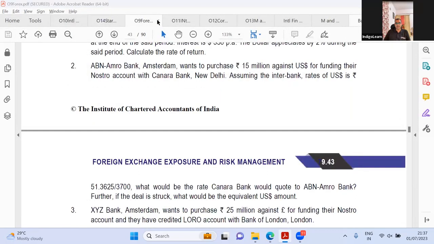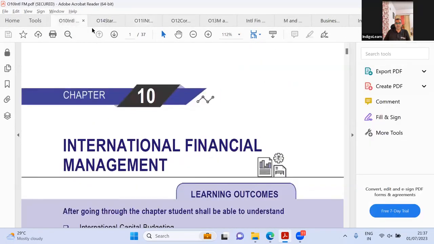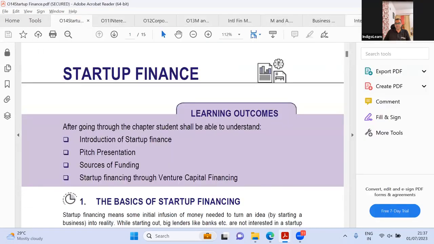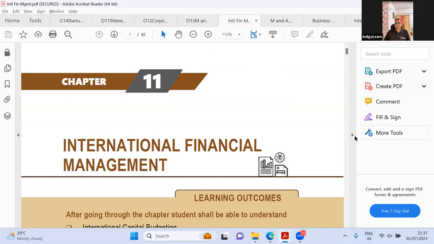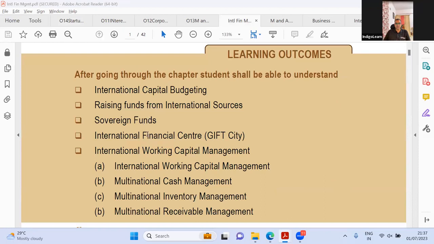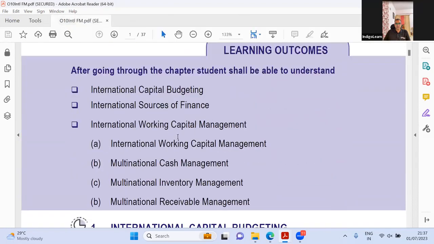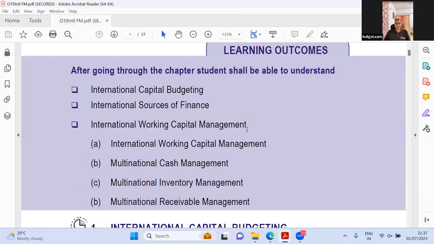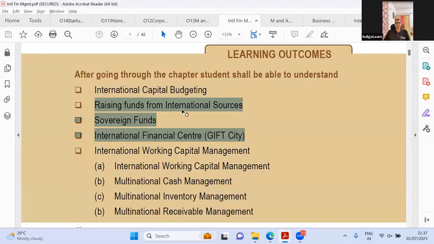So I'm closing the Forex chapter and next moving to chapter number 10, which is International Financial Management as per old syllabus. And it probably would be chapter 11 from the new syllabus. Let me just check. International Financial Management as per, yes, exactly. Now, international capital budgeting, raising funds, sovereign funds. So they've added 3 things: raising funds, sovereign funds, gift. Everything else is same. International sources, I think there's just a change in name. Everything else is similar. It was 42 pages, was 37 pages. Let us see what is new.